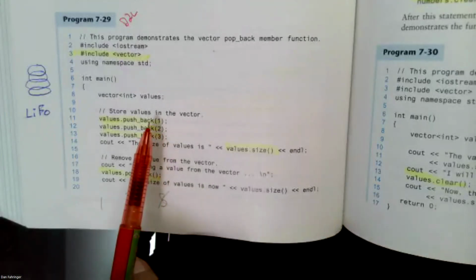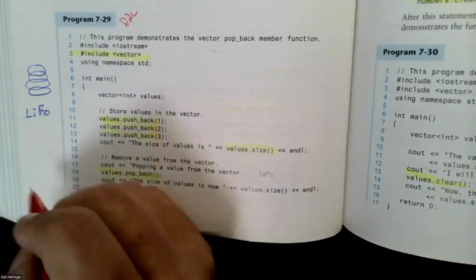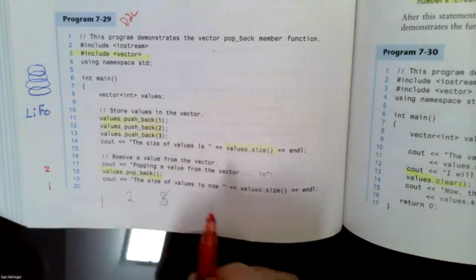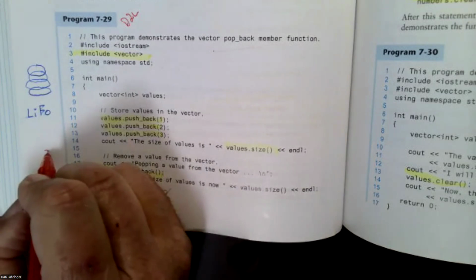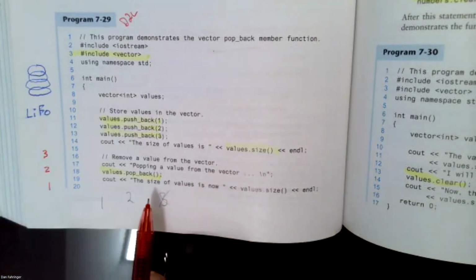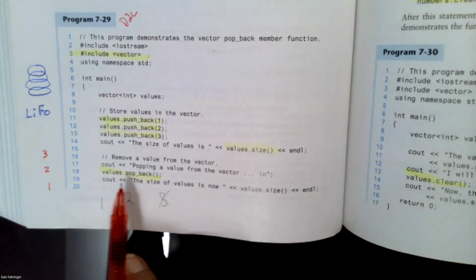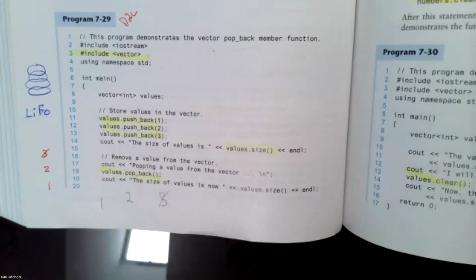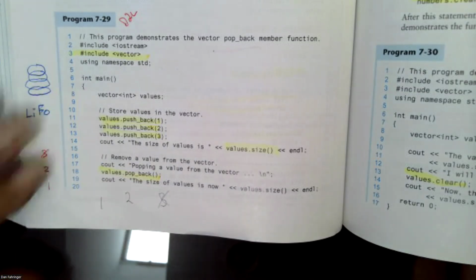So in listing 729, I push one, boom, one's down here in the bottom. I push two, two is a little bit on top of that. I push three. Now when I come down here, I pop. And when I pop, it's going to take that three out of there. Okay. The last one in is going to be the first one out. And we have something called pop.